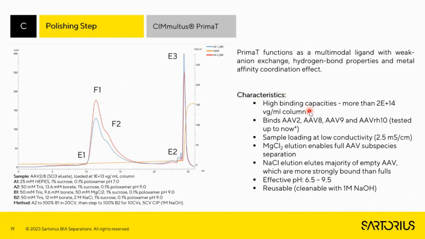Characteristics are similar to the others, so it supports high binding capacity, more than 2E14. All of the serotypes that were tested up to now could be bound. Also, the sample loading should be with the lower conductivity, and the elution is done by implementing a magnesium gradient as opposed to a sodium or potassium chloride gradient. And then lastly, we have the sodium chloride wash, where the majority of the empties elute. So really, the empties are more strongly bound to the column due to the hydrogen bonding and all the multimodal effect.